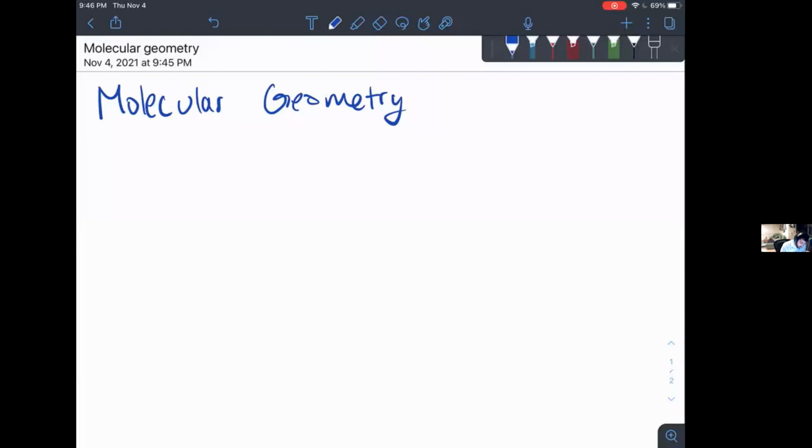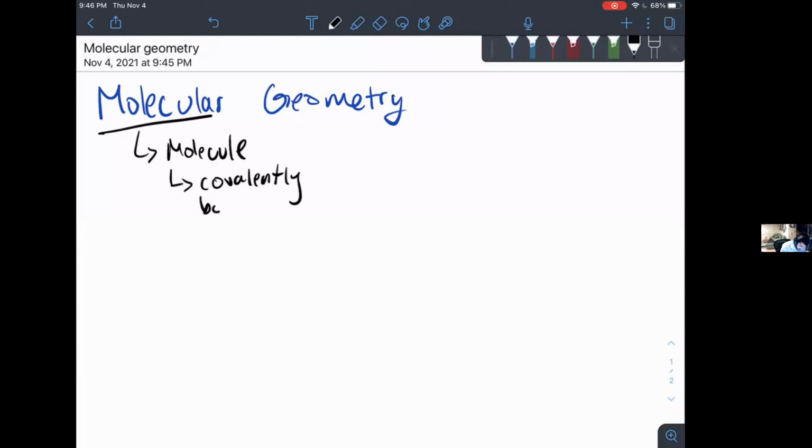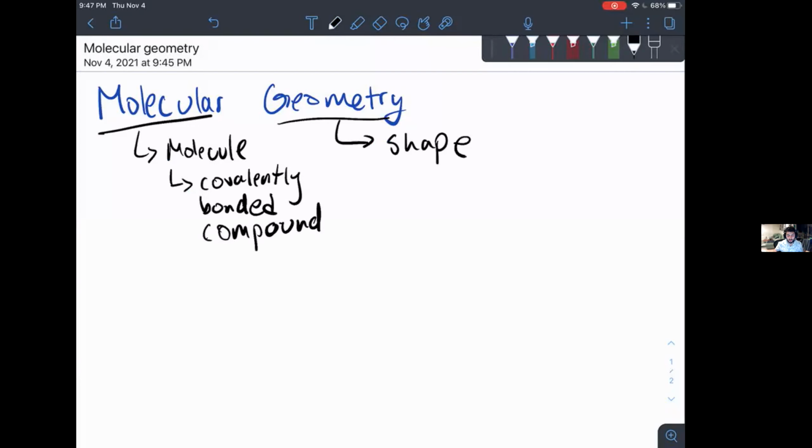All right, hello y'all. Today we're going to be talking about molecular geometry. So just remember a quick rundown. Molecular referring to molecule, meaning a covalently bonded compound. Whoops, can't spell today. And geometry referring to the shape. So these covalently bonded compounds make a bunch of different shapes. So we're just going to talk about what makes the shape.